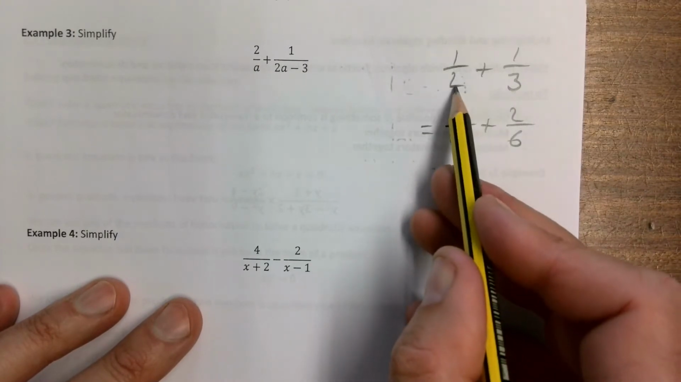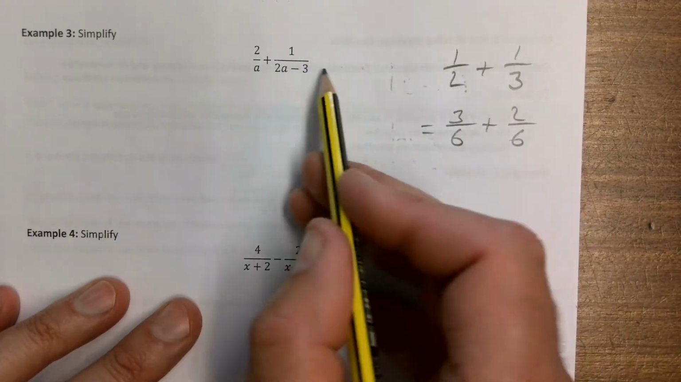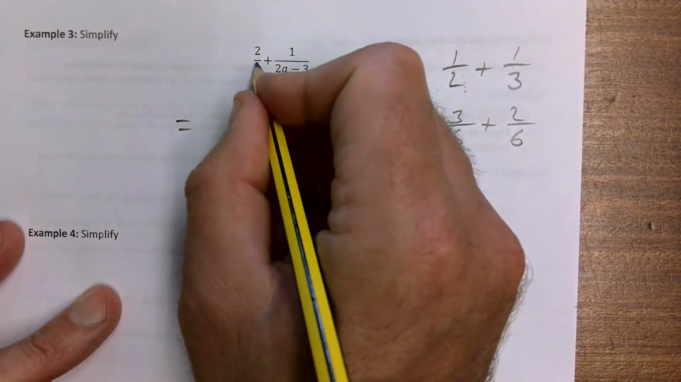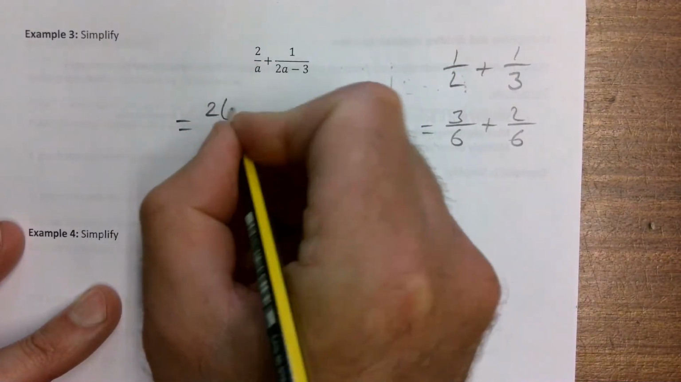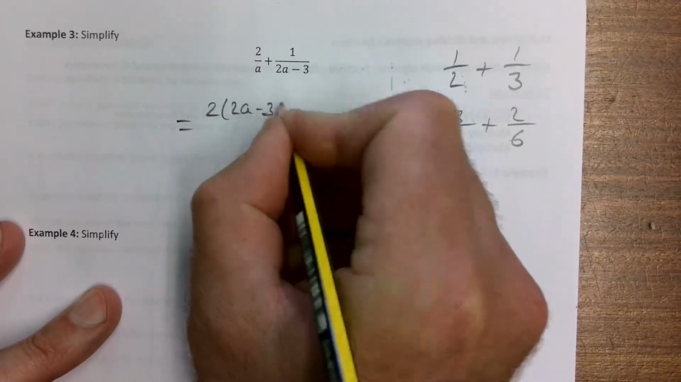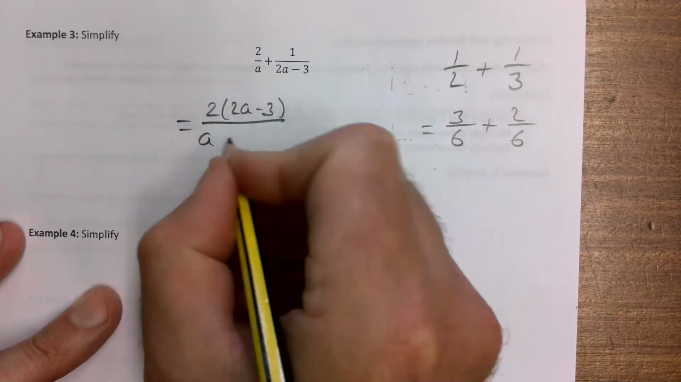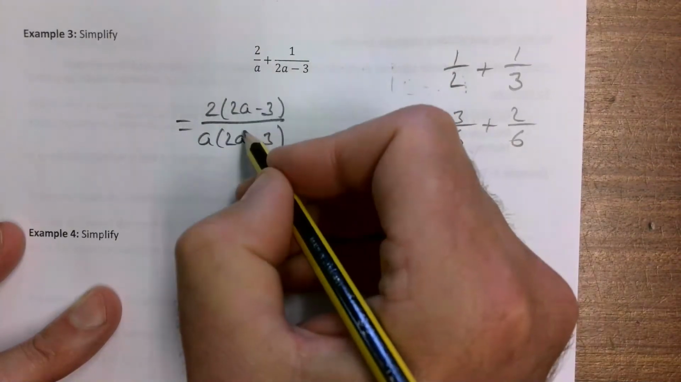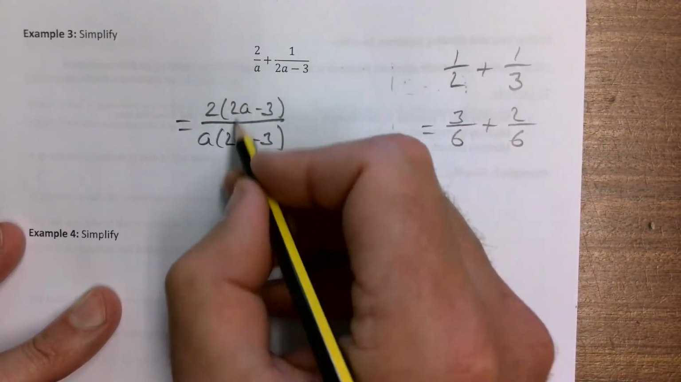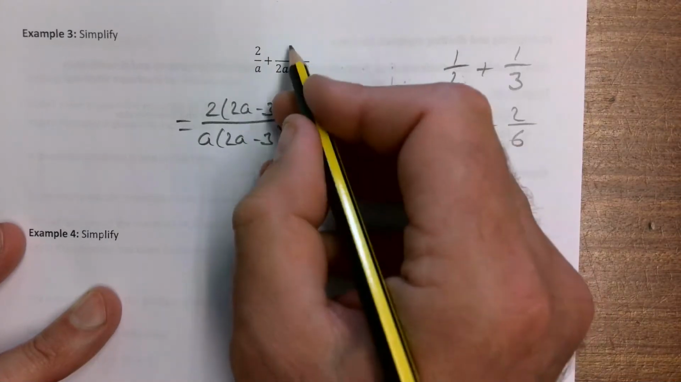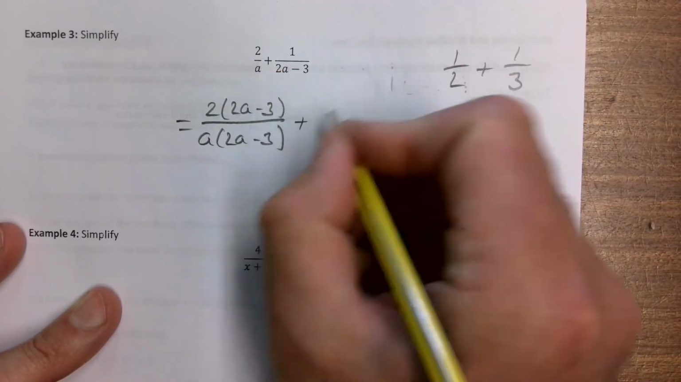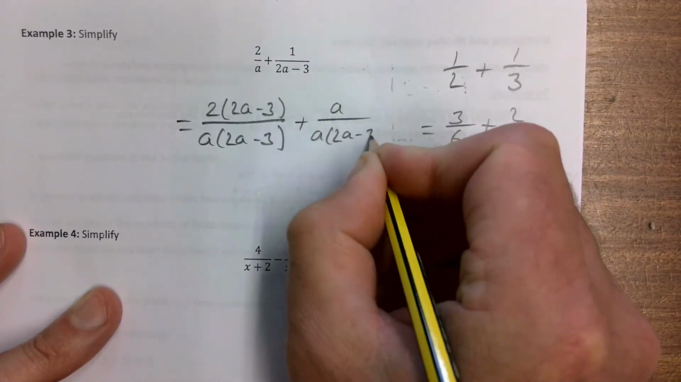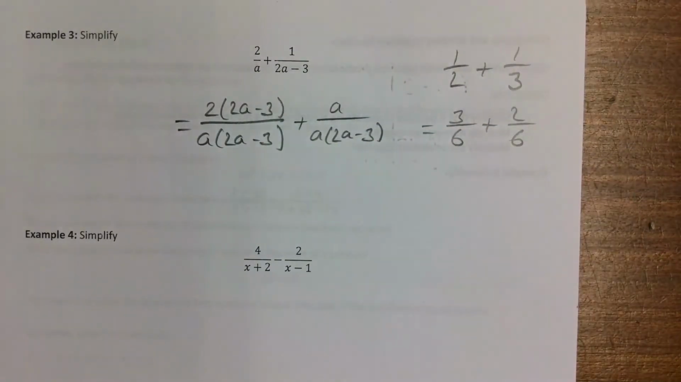So what did we do? We really did the 2 times the 3 there. So we're going to do this times this. I'm multiplying top and bottom of this one by the 2a minus 3. So it's 2 upon 2a minus 3 all over a upon 2a minus 3. So that's just the same as the first fraction. They're the same thing, but I've had to multiply top and bottom then by this. This one here I multiply top and bottom by a. And we end up then with that.